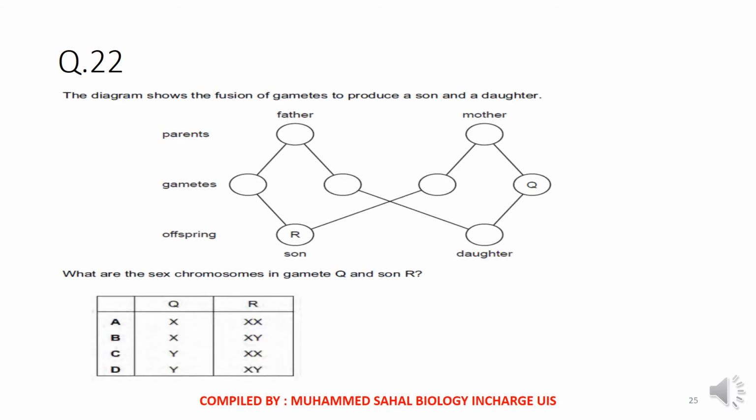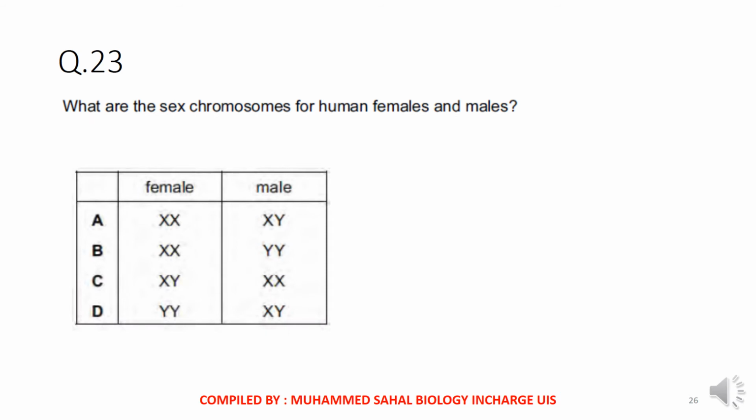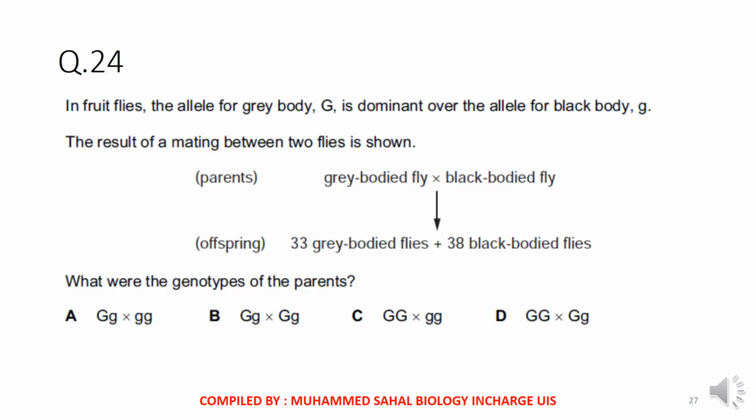Question number 22. The diagram shows the fusion of gametes to produce a son and a daughter. What are the sex chromosomes in gamete Q and son R? The answer is B. X in Q and XY in R. What are the sex chromosomes for human females and males? The answer is A.